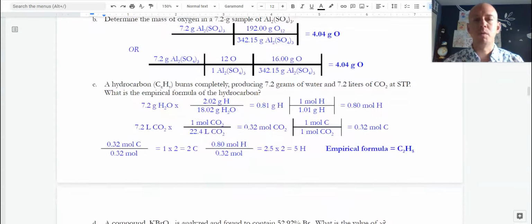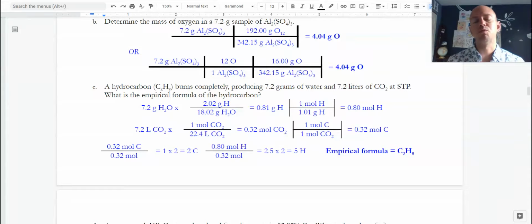This next one is what we would call the combustion analysis of a hydrocarbon. We have a compound made of just hydrogen and carbon. It's reacting completely to make water and CO2. The STP is important. We will review that coming up, but maybe that makes you think of the number 22.4.